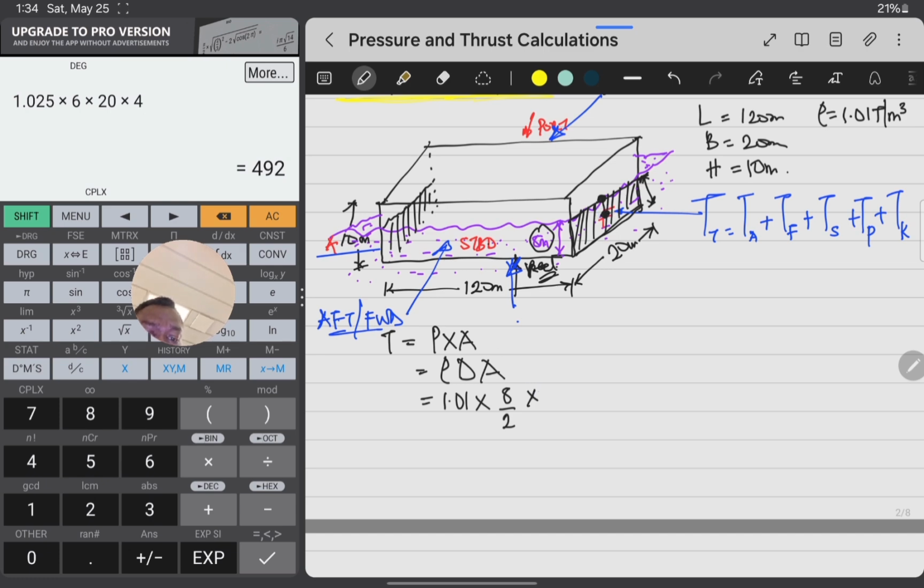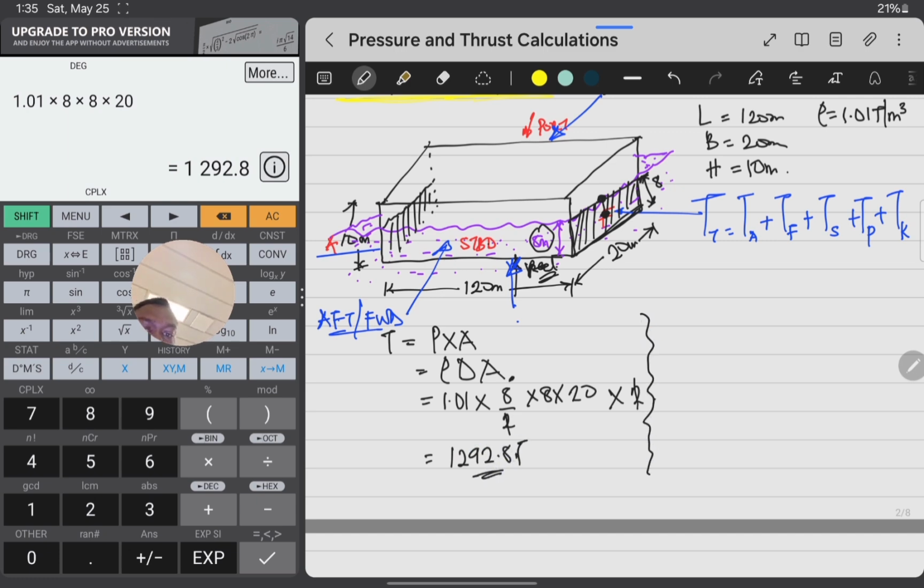And what's the area covered by the box? Okay, so it's the draft times the breadth, which is 8 times 20. Now it's going to be the same for the forward and the aft, so we can multiply it by 2. So this cancels this, and that gives us 1.01 times 8 times 8 times 20. Okay, so we have 1292.8 tons.